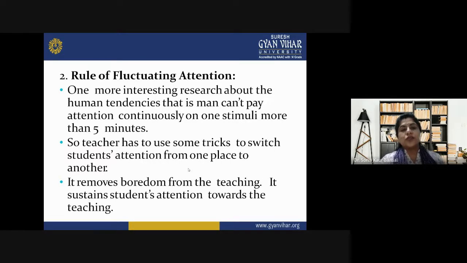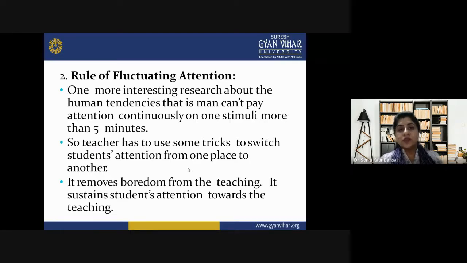Next is the role of fluctuating attention. Why is attention fluctuating? So one more interesting research about human tendencies is that man can't pay attention continuously on one stimulus for more than 5 minutes. So if you are getting one thing and you are paying attention to it, then it is most possible that after 5 minutes you will lose your attention, and then you will be demanding another stimulus. So the teacher has to use some tricks to switch students' attention from one place to another.